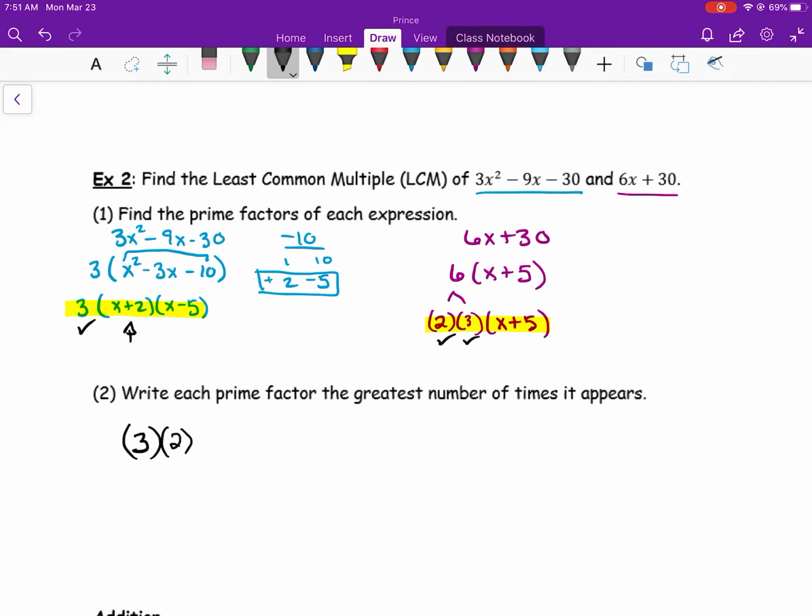Go to our traditional expressions. I have an x plus 2 on the left, none on the right. So x plus 2. Alright, that x plus 2 is done now. Then we got x minus 5 right here. One time on the left, none on the right. So it's x minus 5.